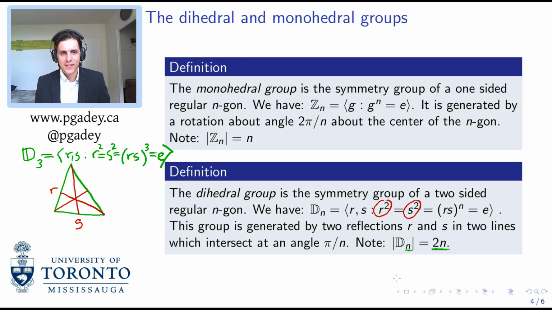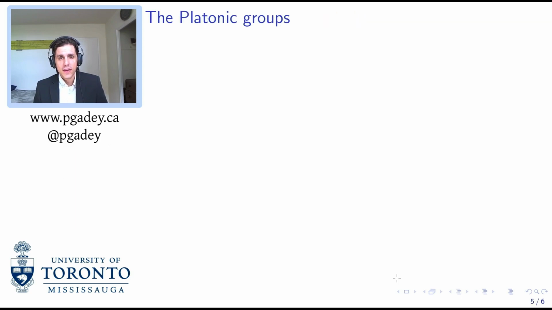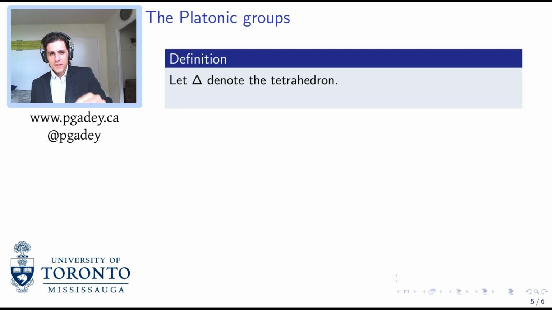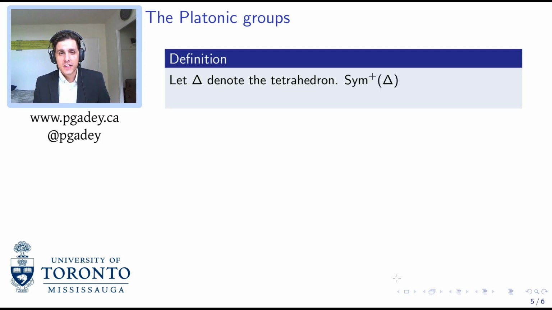Okay. Now let's talk about the Platonic groups. The Platonic groups are very special. We're going to call delta the tetrahedron. So that's this guy. And we're going to write the symmetry group of the tetrahedron as being isomorphic to A4. So that's the alternating group on 4 elements. And we're going to get into exactly how that group arises in class. We have that A4 has 12 elements.